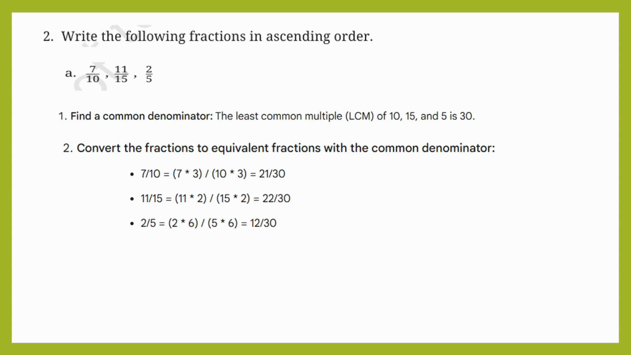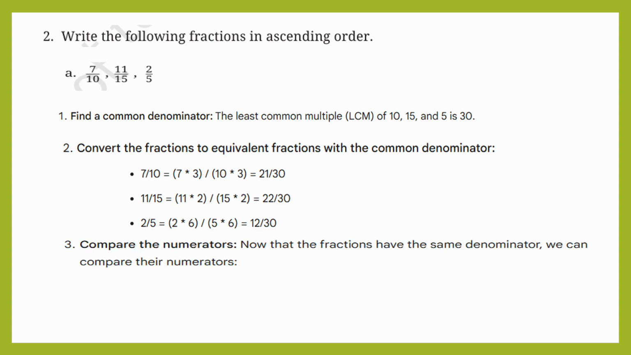So 7 by 10, you multiply both numerator and denominator by 3. 7 into 3 is 21, 10 into 3 is 30. Then 11 by 15, you have to multiply both numerator and denominator by 2. 11 into 2 is 22, 15 into 2 is 30. Then 2 by 5, you have to multiply both numerator and denominator by 6. 2 into 6 is 12. Then 5 into 6 is 30.